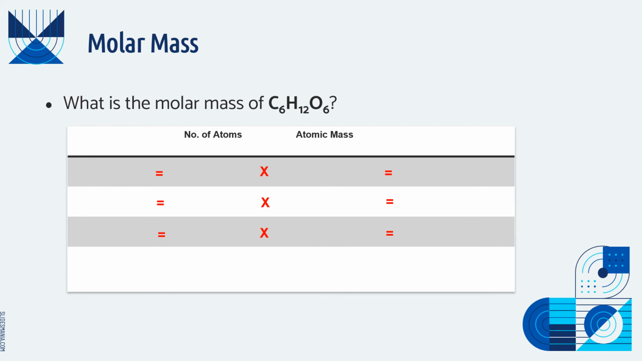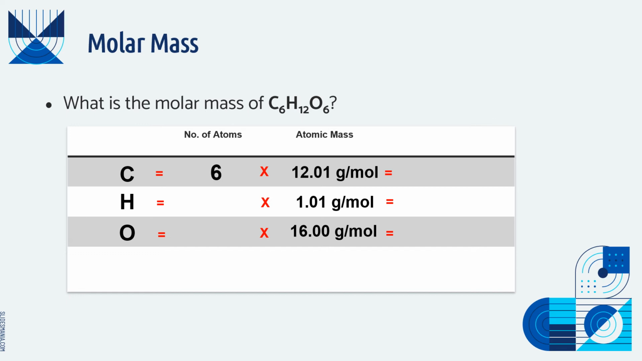C6H12O6 is glucose. That's an example of an organic compound, which is a type of carbohydrate. In glucose, there are three elements. We have carbon, hydrogen, and oxygen. The atomic mass of carbon is 12.01. The atomic mass of hydrogen is 1.01, and the atomic mass of oxygen is 16.00. The number of atoms of carbon in glucose is 6. The number of atoms of hydrogen in glucose is 12. The number of atoms of oxygen in glucose is 6.